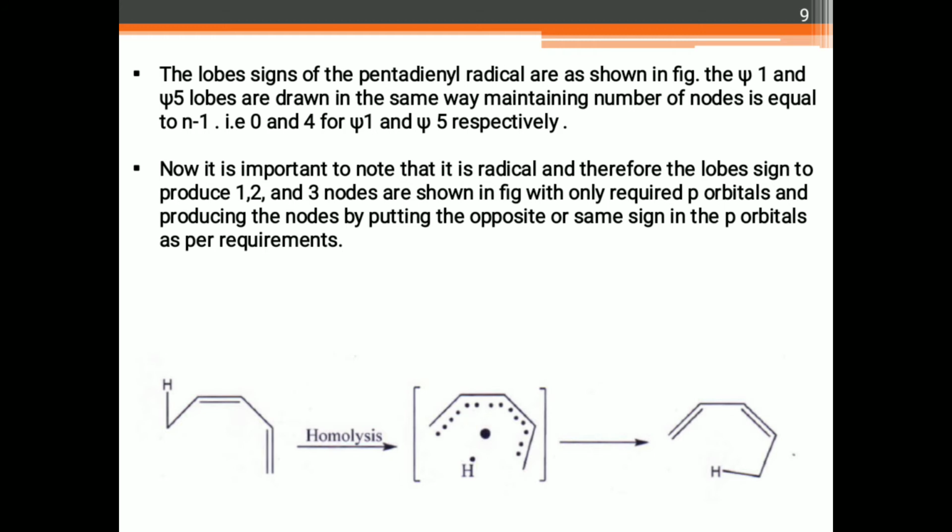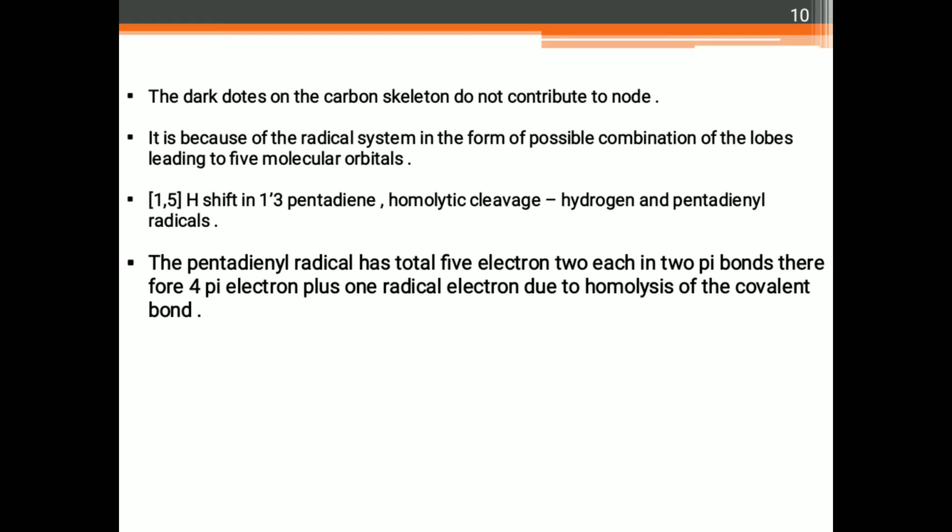With only the required p orbitals and producing the nodes by putting the opposite or same sign in the p orbital as per requirement. The dark dots on the carbon skeleton do not contribute to nodes. It is because of the radical system in the form of possible combinations of the lobes leading to 5 molecular orbitals.